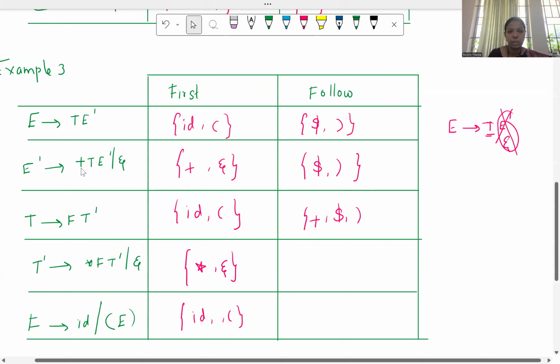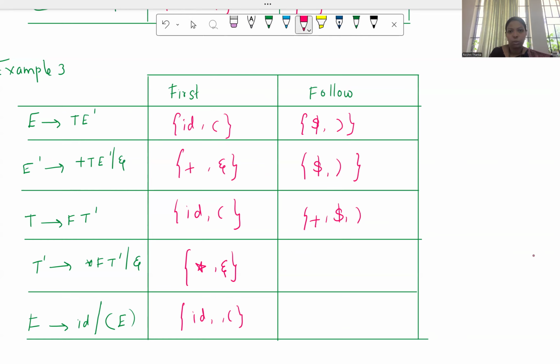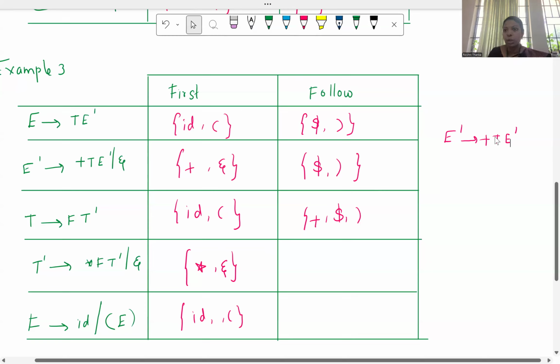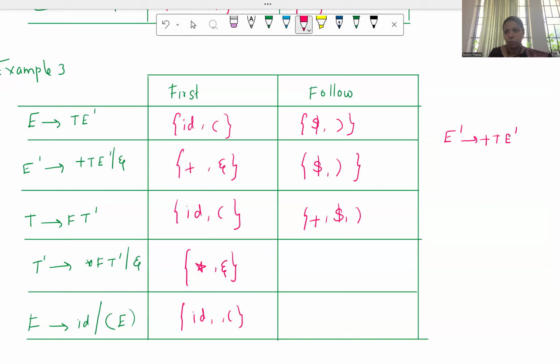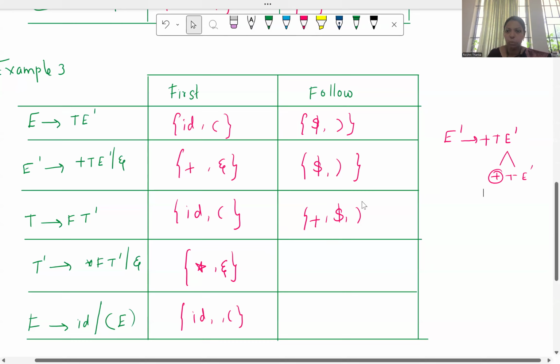Now we have to do for this T. So let me write that production as well for you to understand it clearly. Let me write E dash derives plus T E dash. So here is a T. So who is following this T E dash? Again, I have to write all the derivations of E dash. So one is it is starting with plus T E dash. So directly I can write plus here. So already pluses I have given, no issues.